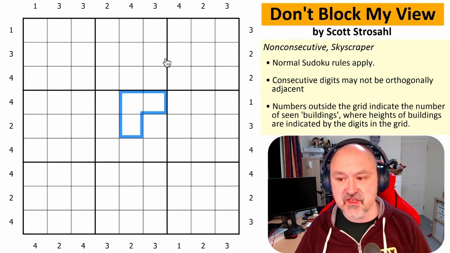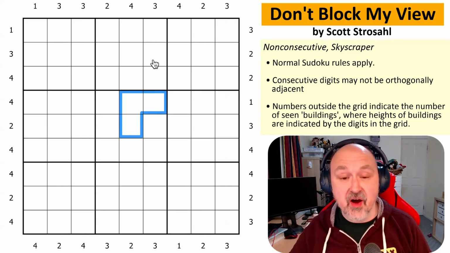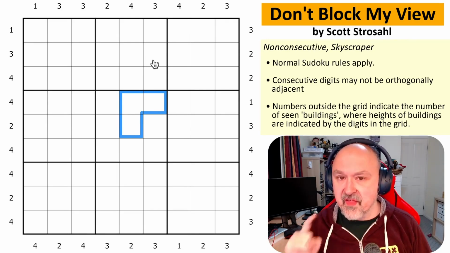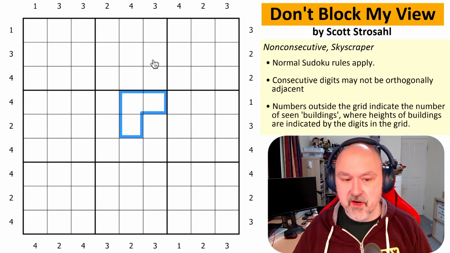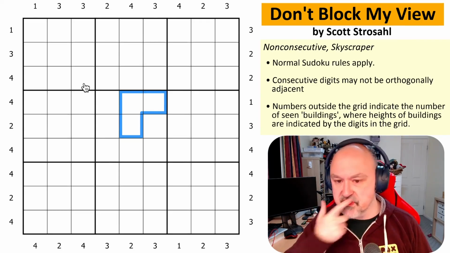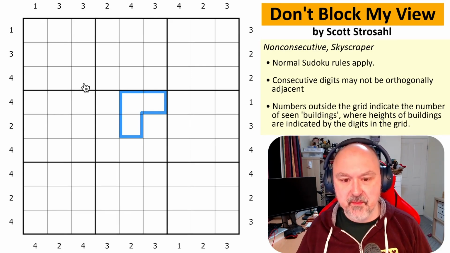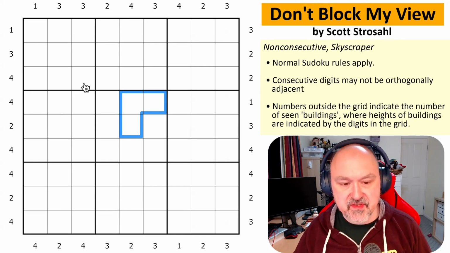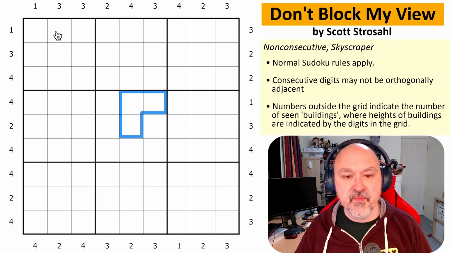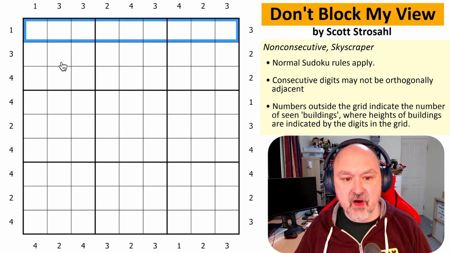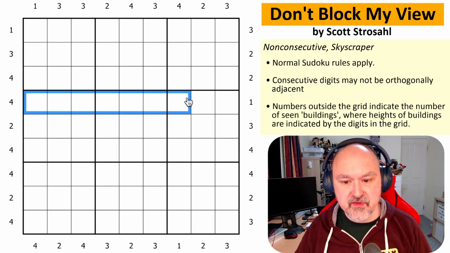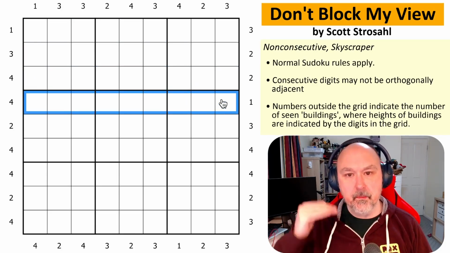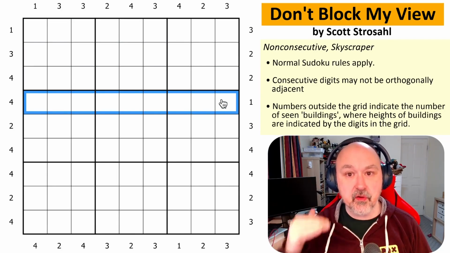The sandwich, I said sandwich, didn't I? Skyscraper clues, they are skyscraper clues. And I apologize if people saw me say sandwich and then went on, please read the rules. The skyscraper clues mean that a number outside the grid indicates how many buildings you will be able to see if the clues were a building of the height of the clue.